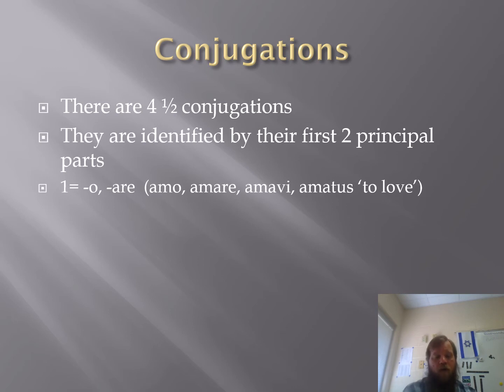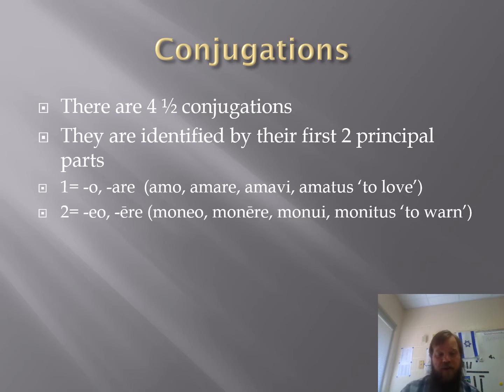Latin, the first one we call first conjugation. It's words where the first principal part ends in O and the second principal part ends in ARE. It has to do both. So if you look here, amo, amare, amavi, amatus. This one ends in O, that ends in ARE, so this is first conjugation.